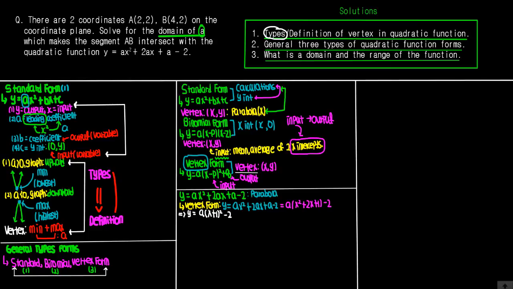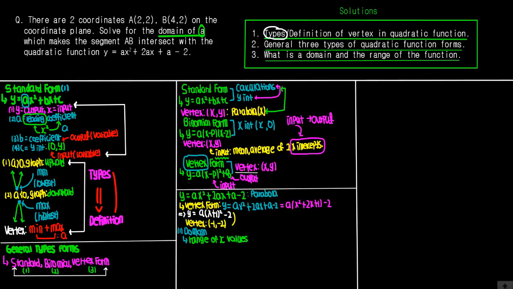So as we can see, let's apply the properties of our vertex form. The vertex of our function is negative 1, comma, negative 2. Before we think about how to approach this, let's think about the domain and the range. If you don't know what the domain is, the domain is the range of x values.